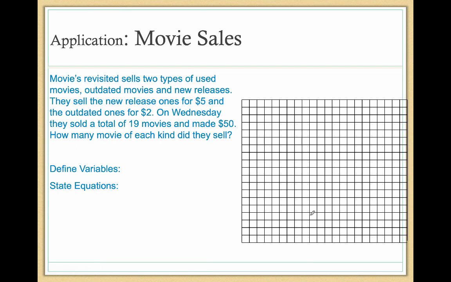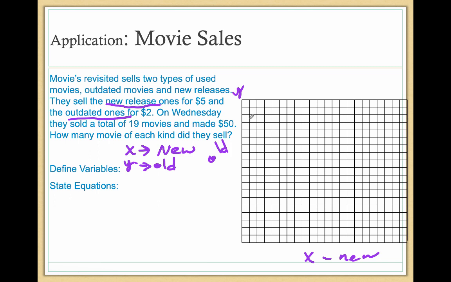We've got a word problem here where we have new release movies and outdated movies. So we need to define variables. So maybe we want to say x are the new releases and y are the old releases. So then this is your y or your old, and this is your x or your new down here. Most of these real world problems we do in quadrant 1, so this is the origin, okay? State the equations. It says they sell new releases for $5 and outdated for $2. On Wednesday, they sold 19 total movies. That means new movies plus old movies was equal to 19.